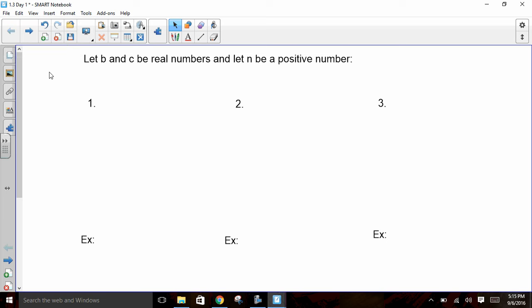All right, ladies and gentlemen, welcome back to the second day of calculus. We are going to start off nice and strong with some properties.